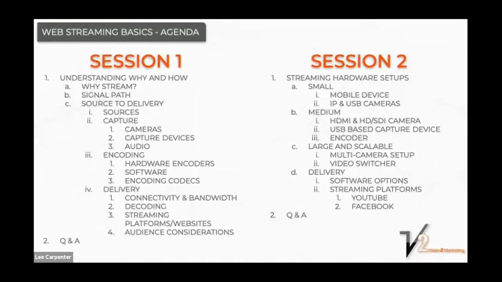After that, we'll jump into session two, which is all hardware based. I'll go back to cameras and show you all the different types of hardware that I'm using, everything from as simple as IP and USB cameras. We'll step up to a medium setup, which is sort of what I'm using here, with some cameras, some hardware encoders, and a video switcher. Then we'll go into large and scalable, which will include what I'm doing but leave it open-ended, so you can have an infinite number of cameras and viewers.